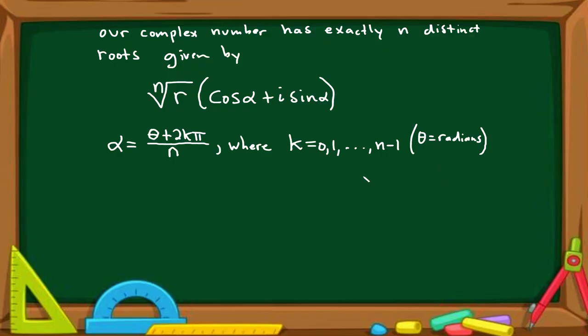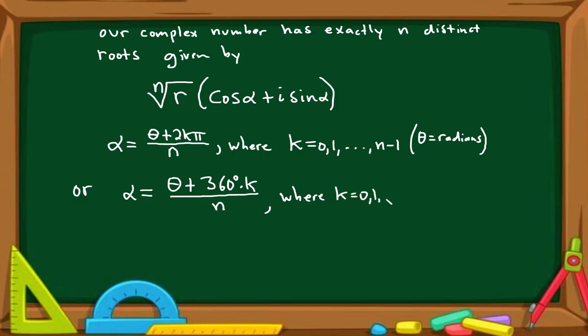If theta is in degrees, the formula is very similar. Alpha equals theta plus, you simply replace the 2 pi with 360 degrees, so 360 degrees times k over n. Everything else is the same, where k runs from 0 to n minus 1. And in this case, theta would be in degrees.